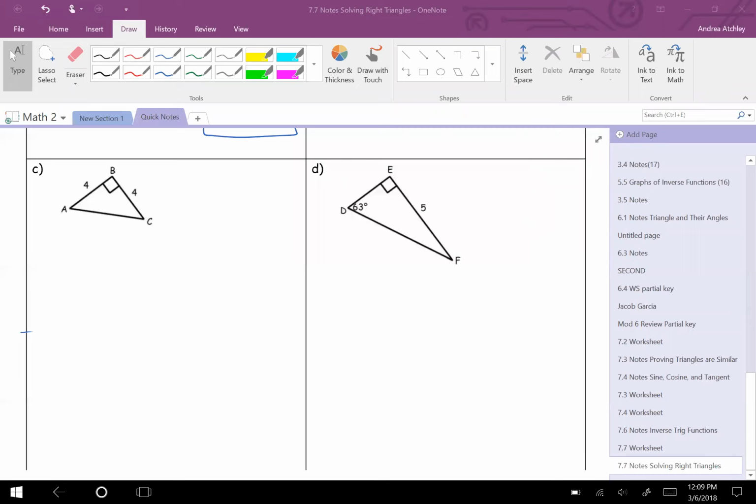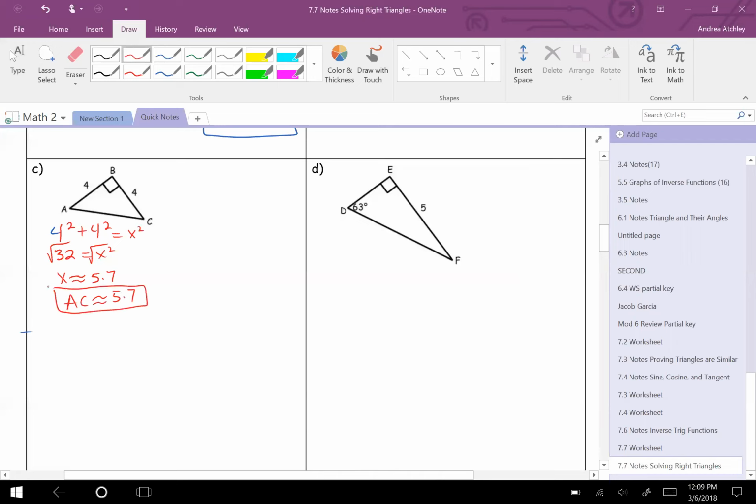Okay, so we should have used the Pythagorean theorem. 4 squared plus 4 squared equals x squared. This would be 32 equals x squared. I square root both sides, and I would get x is about 5.7. So that would be side AC is about 5.7. Any questions over that?